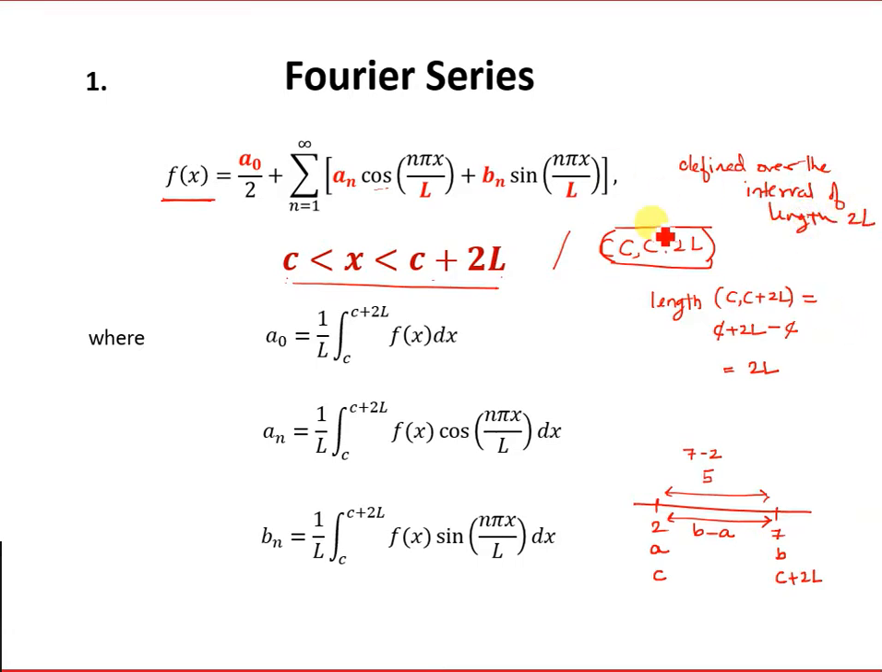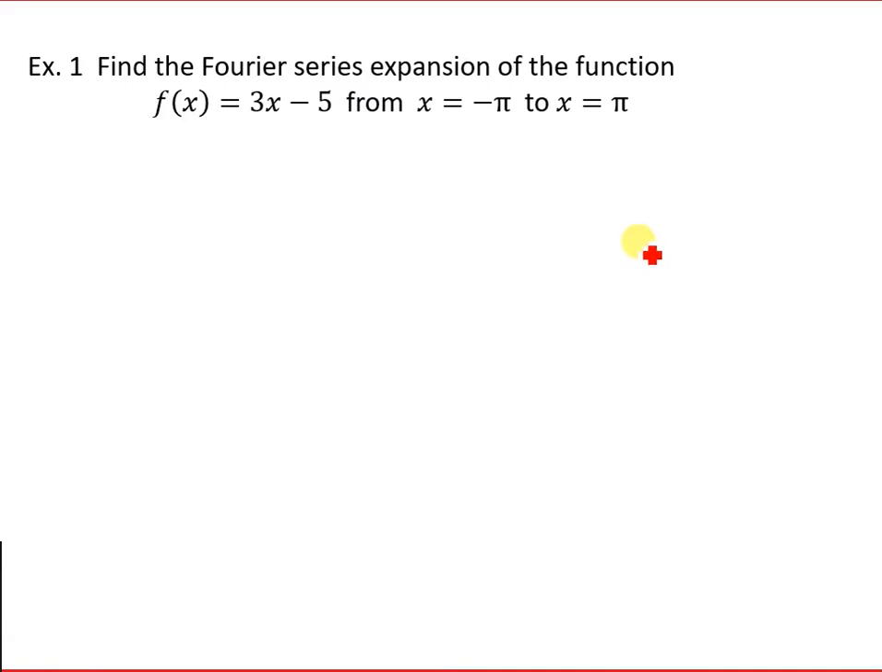Okay, so let's see how to work with this. First, I'll complete Fourier series, then we'll move to the next topic. So, for instance, suppose you have this example: find Fourier series expansion for this function f of x defined from minus pi to pi. It means the interval is minus pi to pi. Okay, so we have this function f of x, interval is this.